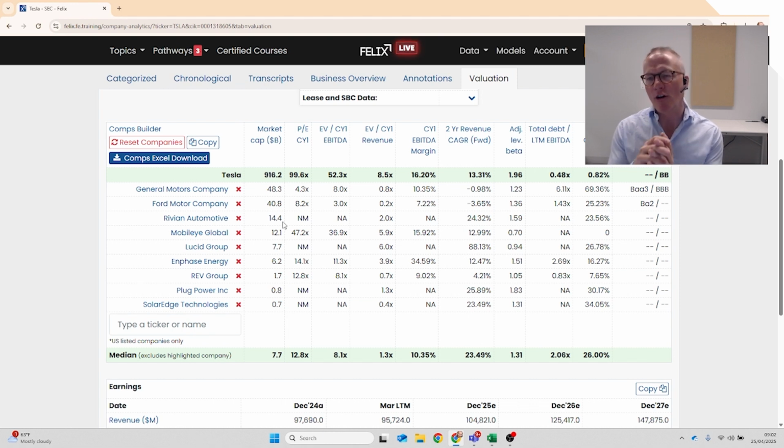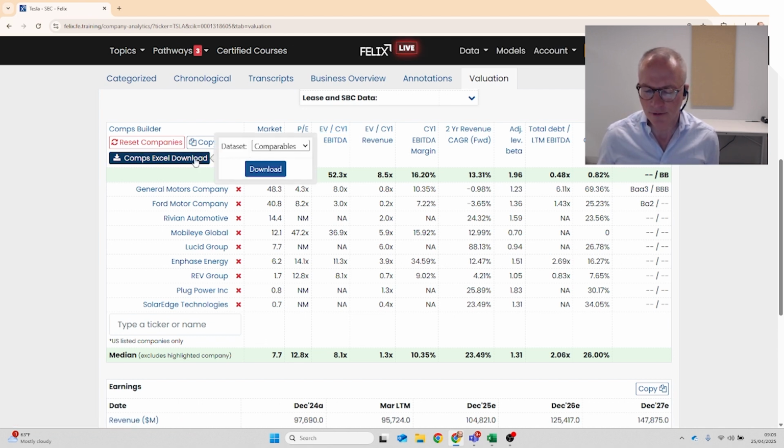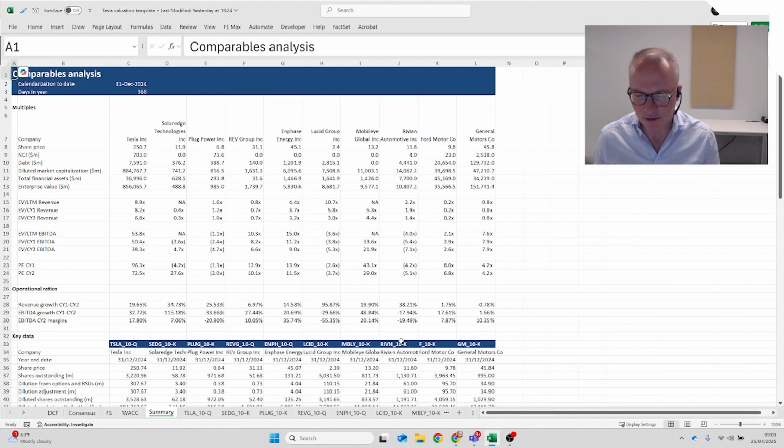But rather than look at it on this screen, I actually want a little bit more detail, because in this screen we've only got enterprise value to CY1 revenue and enterprise value to CY1 EBITDA. And I'll explain what that means in just a moment. So what I'm going to do is download this table into Excel, and that will pull up a much more detailed analysis of these companies. It will go away and pull all the analysis together, and we can take a look at it. There we go. I've actually prepared something already, so I'm going to jump to that.